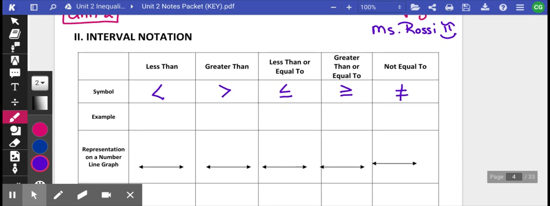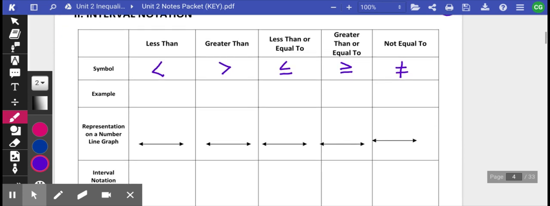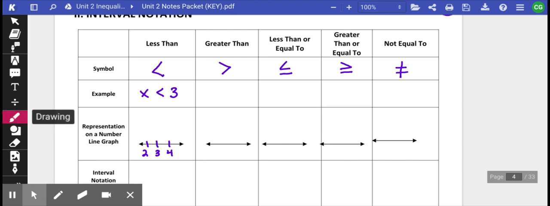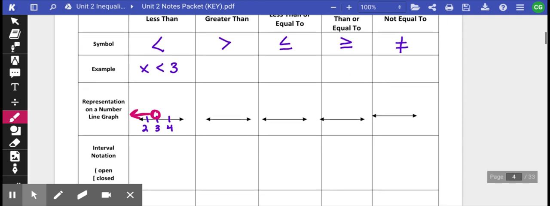So I might say something to you like x is less than 3. If I was on a number line, let's say I had the numbers 2, 3, and 4, what I'm saying is that my answer can be any number up to 3, not including it, and less than. So I would shade to the left, all of the numbers less than.